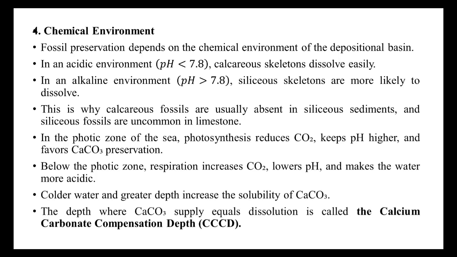Then, chemical environment. What is the chemical environment? It depends on the type of environment: there are two types, acidic environment and alkaline environment. As we know, when the pH is less than 7.8, it is an acidic environment, where calcareous skeletons get dissolved easily. But in case of an alkaline environment, when pH is greater than 7.8, the calcareous skeletons will be preserved.